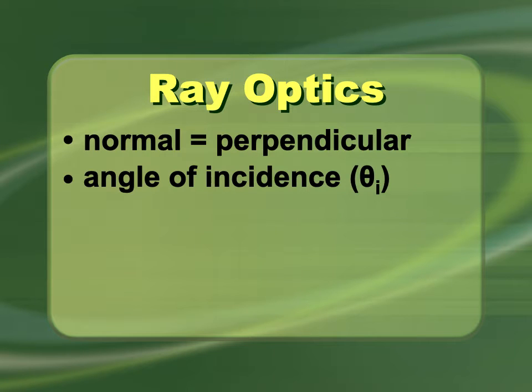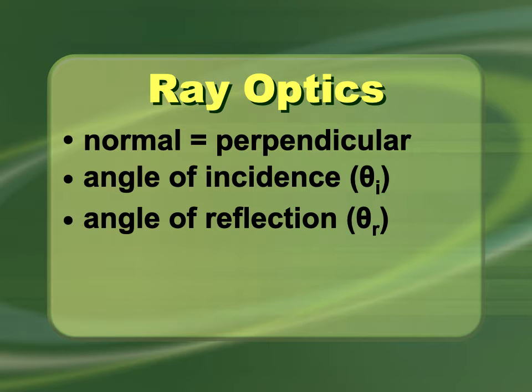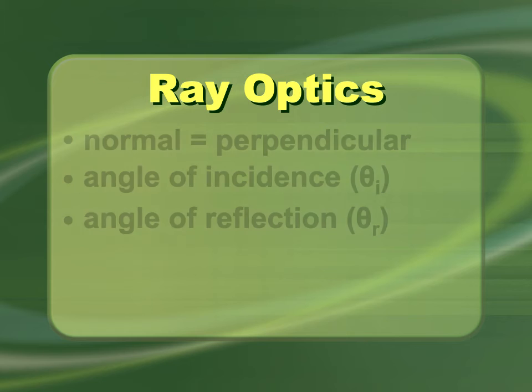The angle of incidence is the angle between the light ray coming in and the normal line. The angle of reflection is the angle between the reflected ray and the normal, okay? So the angle of incidence is between the incoming ray, incident meaning incoming, and reflection is the outgoing ray, the angle between those rays and the normal line.